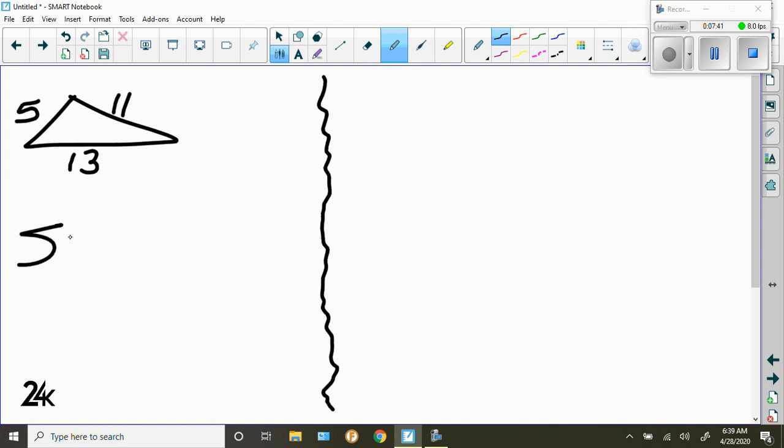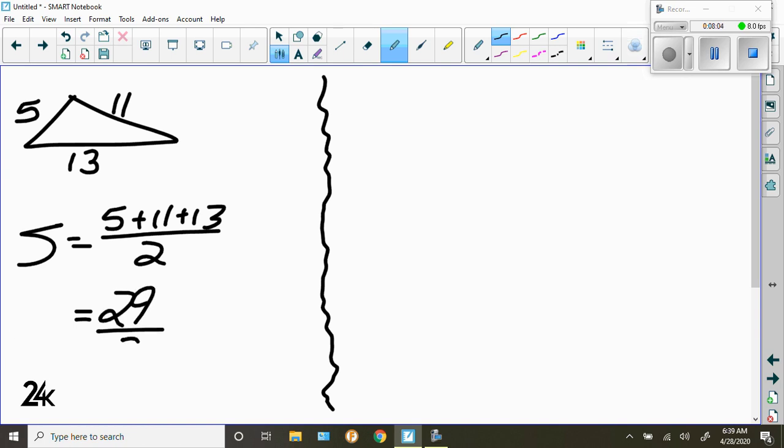Semi-perimeter, that's an S, is 5 plus 11 plus 13 divided by 2. It's always divided by 2. So, everybody knows that 5 plus 11 plus 13 is 29. And you're like, well, tartar sauce. And then you divide by 2. And you get 14.5. You cannot round that. That is the semi-perimeter. Okay?